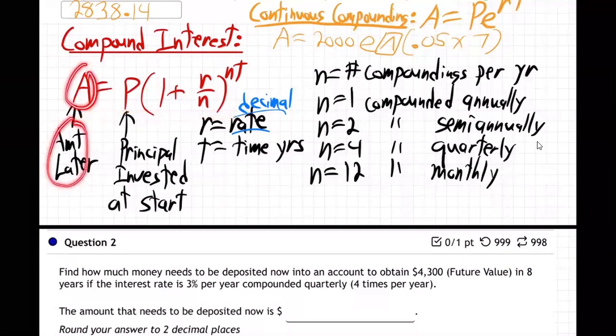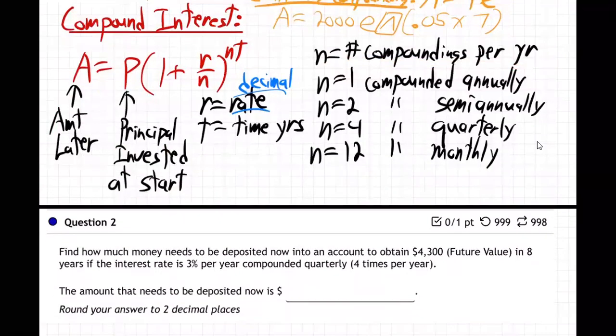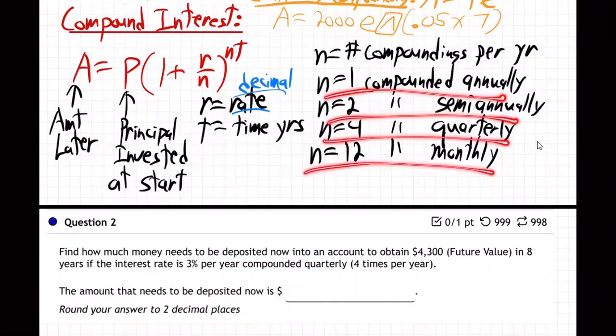A is the amount later. P is the principal you invest at the start, and it grows to become the amount later. So the A is the 4,300 in our problem, right? That's the future value. That's the amount later. And then (1 plus R over N) to the NT. R is the interest rate as a decimal. T is the time in years. And N is the trickiest part. That's the number of compoundings per year. So that's 1 if you compound once a year, 2 if you do semi-annually, 4 for quarterly, 12 for monthly. They said quarterly, 4 times a year.